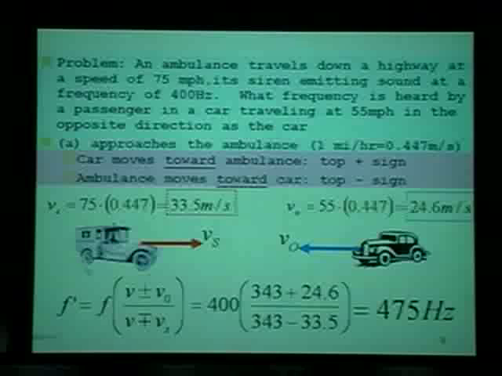I know this doesn't quite look like an ambulance, but when I first did the internet search for ambulance, this is what came up. So this was a few years ago. I'm sure there's better ambulance pictures now.